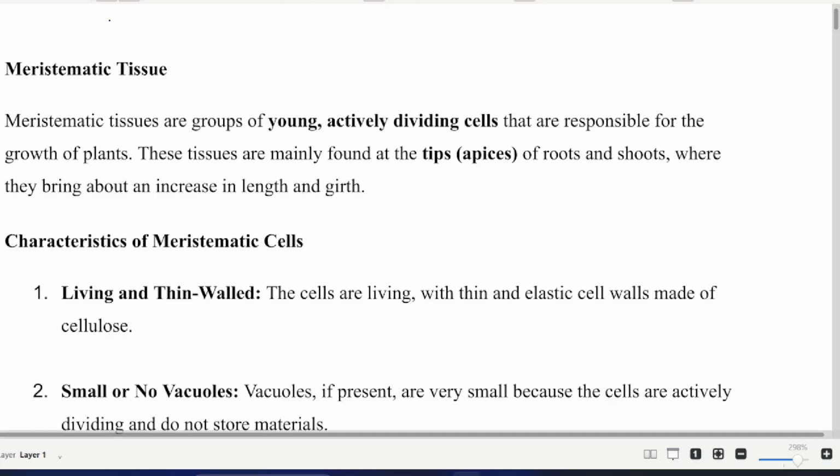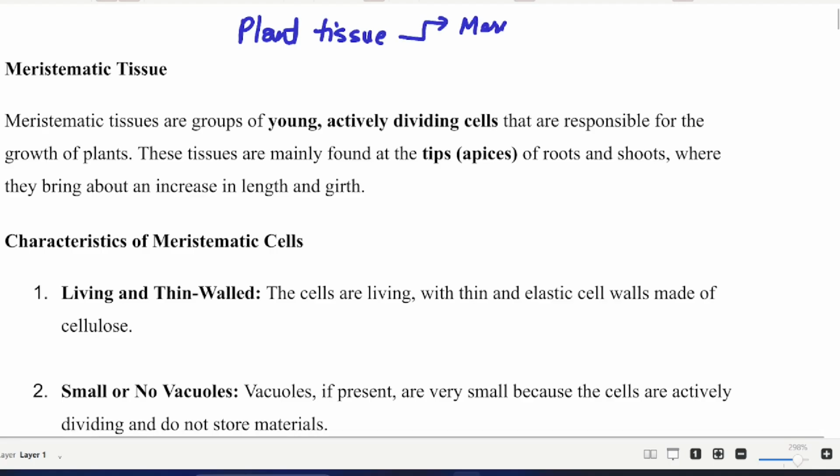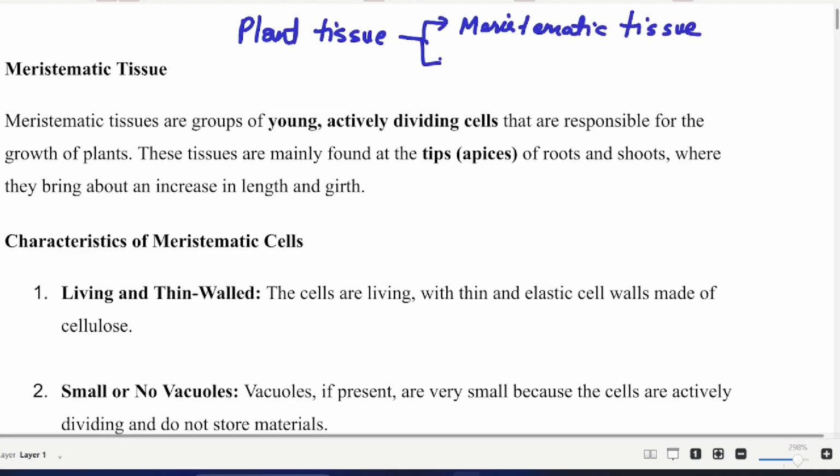First of all, let me tell you all that there are two types of plant tissue actually. One is the meristematic tissue and the other one is permanent tissue. The meristematic tissue is a type of tissue that is composed of undifferentiated, actively dividing cells that enable growth.